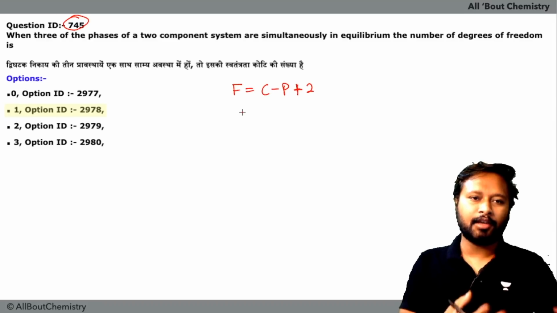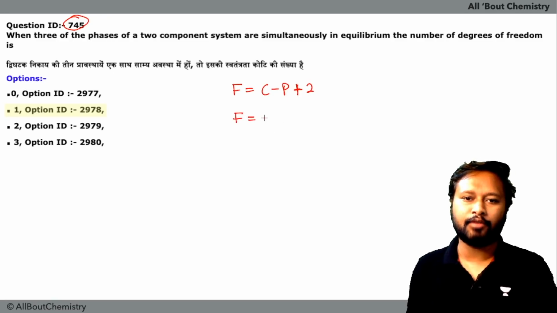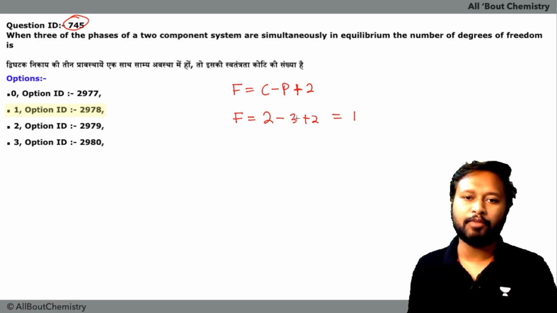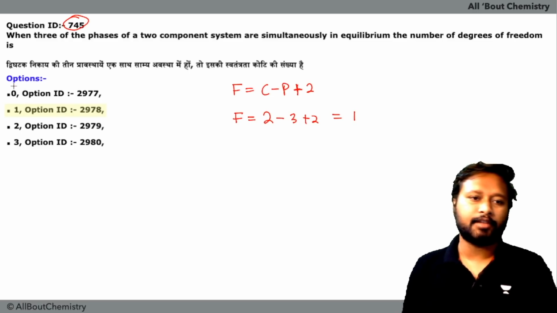There is nothing to worry about it. So this is the normal phase rule which you have to use. I'll first of all solve it. Since it is said that it's a 2 component system, and since there are 3 phases, and plus 2 if you put, you are going to get 1. 2 minus 3 is minus 1 and plus 2 is plus 1. So it is going to give you 1 as the answer, which is correct.